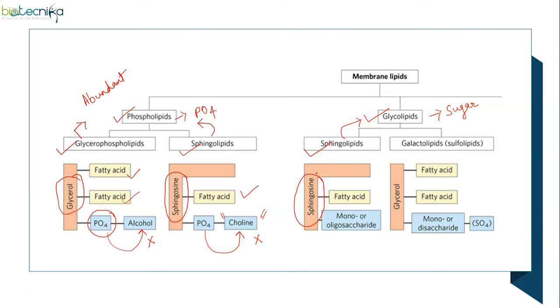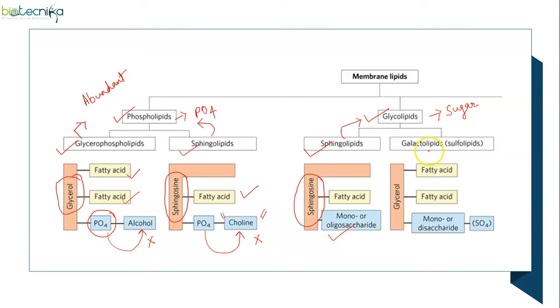So, like your sphingophospholipid, here also we have sphingosine as their backbone. But what is the difference over here? You will not find a phosphate group attached to any X molecule. Rather, you will have a sugar molecule attached. It could be either in the form of a monosaccharide or an oligosaccharide.